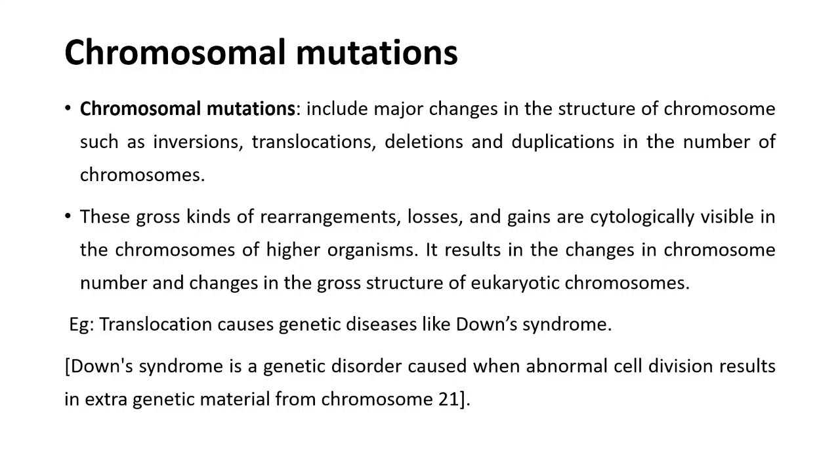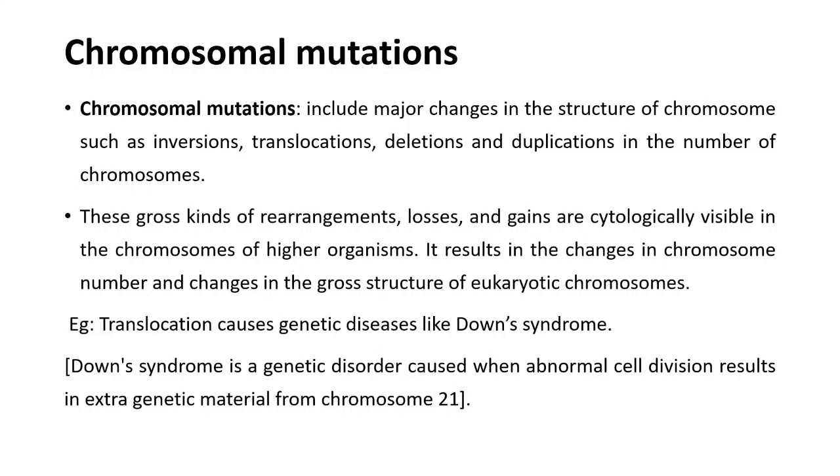Chromosomal mutations. These include major changes in the structure of chromosomes such as inversions, translocations, deletions, and duplications in the number of chromosomes. These gross kinds of rearrangements, losses, and gains are cytologically visible in the chromosomes of higher organisms. It results in changes in chromosome number and in the gross structure of eukaryotic chromosomes.